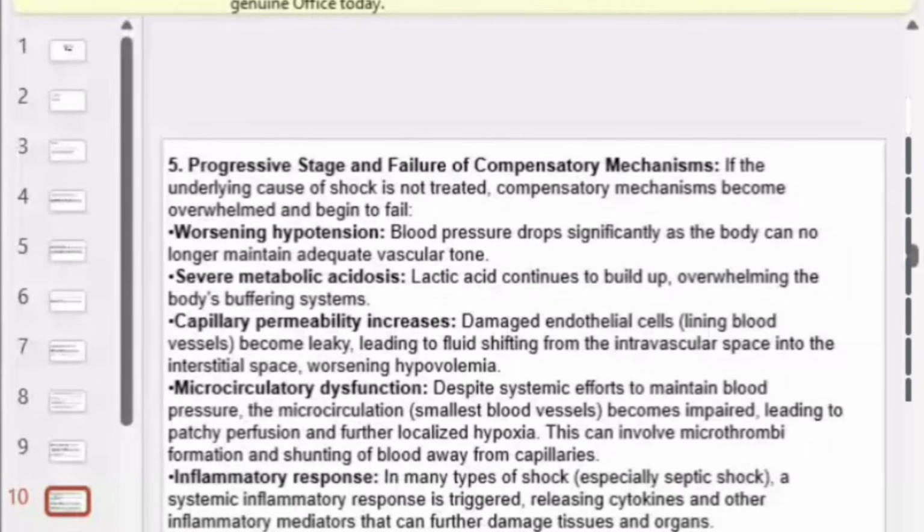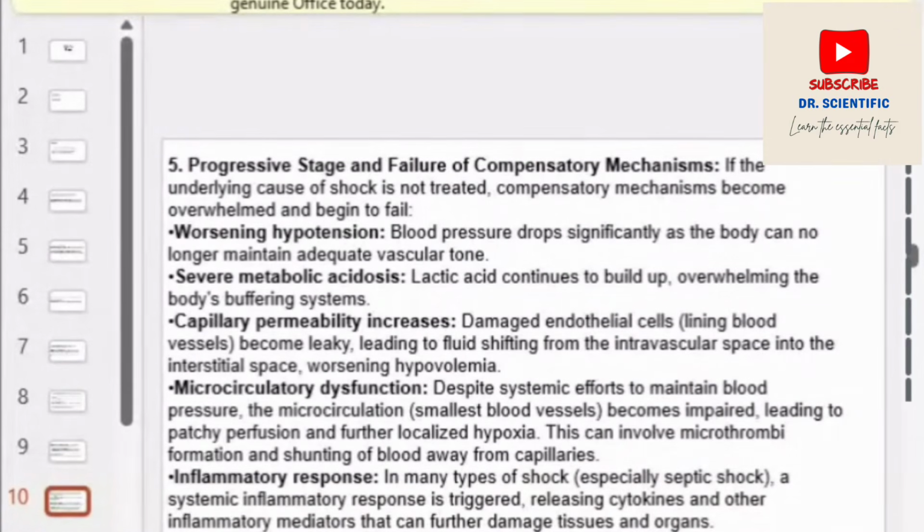Inflammatory response occurs in many types of shock, especially septic shock, whereby we said it is caused by a systemic infection and triggers inflammation. A systemic inflammatory response is triggered, and it will release cytokines and inflammatory mediators that can further damage the tissue and organs.